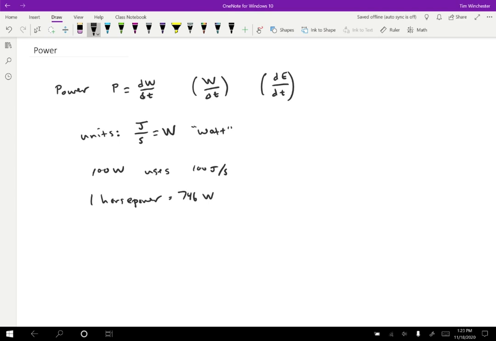And so that's really about it. Power is a really useful quantity for engineering, and it's something that people are interested in for a lot of applications. But conceptually, there's not really that much there. It's just a rate that energy is used or a rate that work is done.